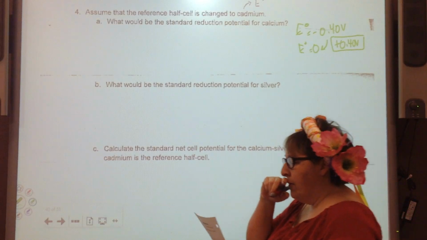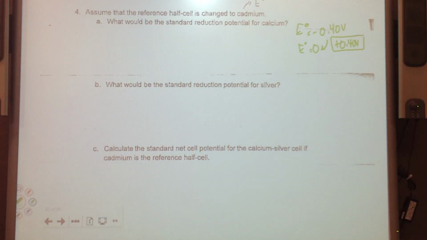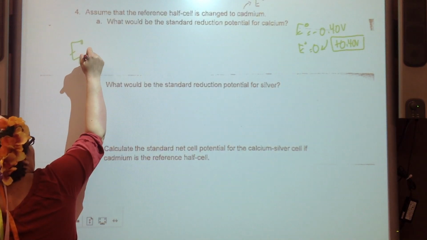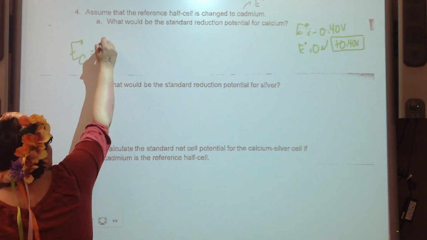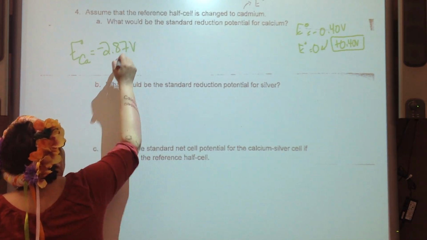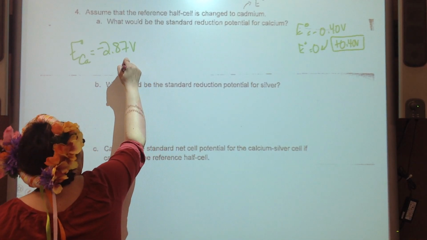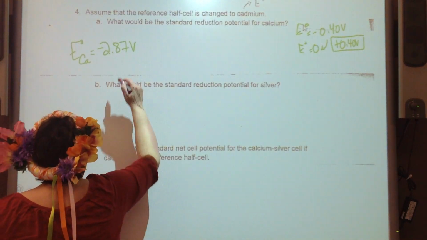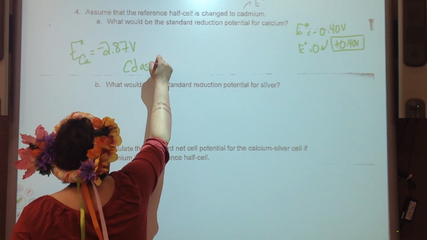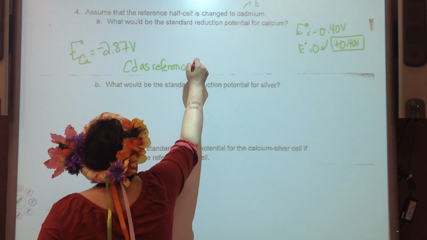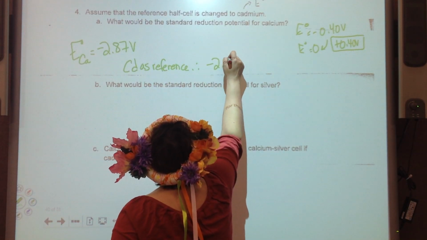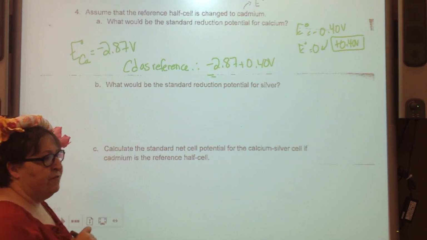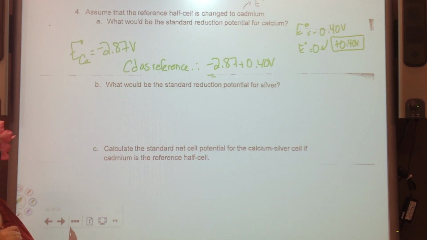Okay? So what would be the standard reduction potential for calcium then? What is calcium? Negative 2.87. Okay, so now we're going to use cadmium as the reference. So what's the new cell potential for calcium?